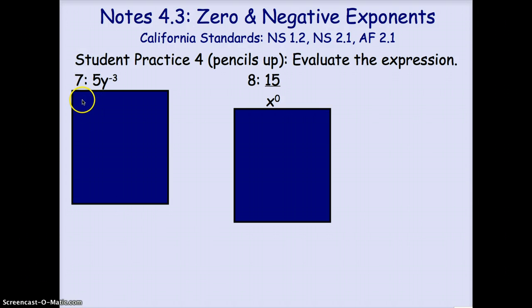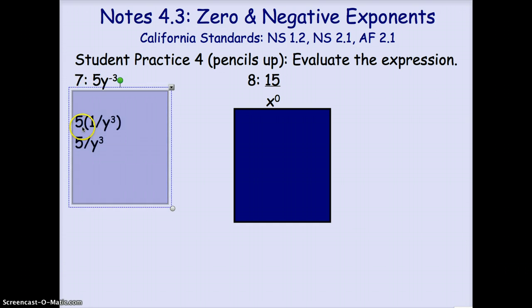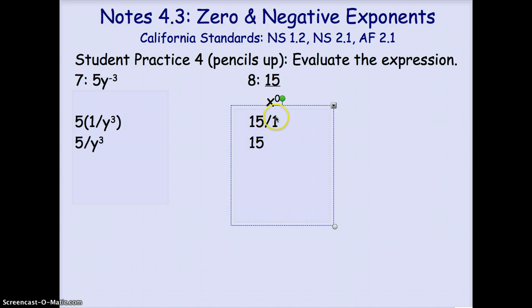Okay, let's go ahead and reveal those answers. Notice the 5 does not have an exponent, so I don't do anything with the 5. But the y to the negative 3rd, I need to turn that into 1 over y to the 3rd. And then 5 times 1 is 5. Nice and easy. Number 8, again, I don't know what the x is, but I know that anything to the 0 power is 1. So I have 15 over 1, which is simply 15.